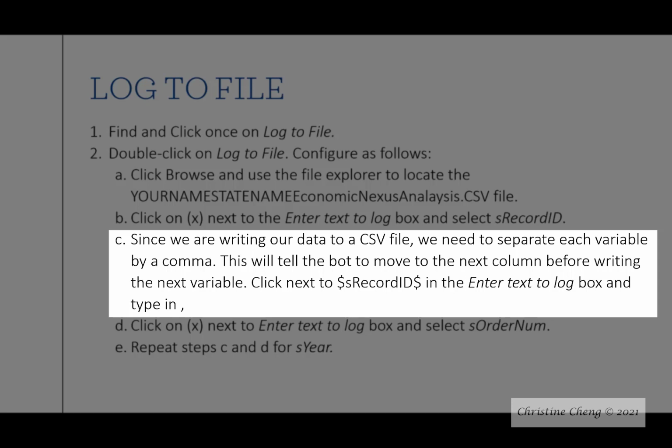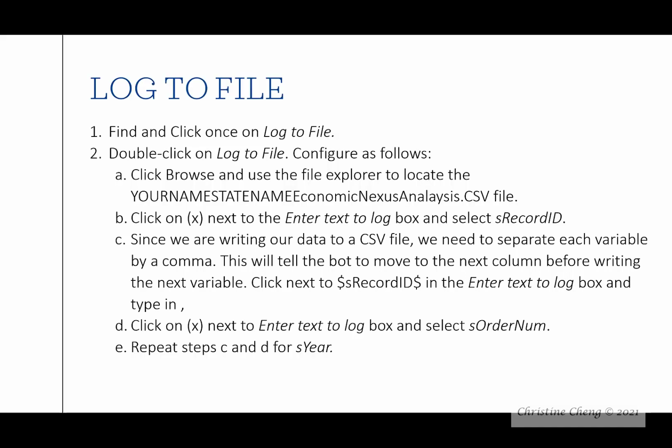Be careful. Since we are writing our data into CSV files, we need to separate each variable by a comma. Since the bot will be operating in a CSV file, the comma tells the bot to move to the next column before writing the next variable. So as you're programming this step, if you go in and check your CSV file and your data is not appearing in the correct column, check to make sure that you have commas where you should have commas, or that you're not missing any commas.